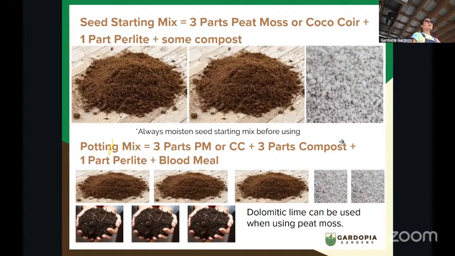This is what I use, and a lot of times at Gardopia as well. This is our seed starting mix. It's clean. It doesn't have a lot of bacteria. It's okay if you use compost like I did for this, just water correctly. 3 parts coco coir, 1 part perlite, and a little bit of compost.